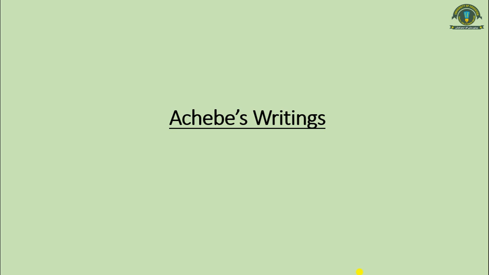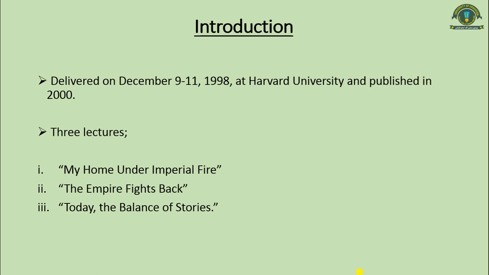Such works urged him to write Home and Exile, and the book consists of three lectures that were delivered over a 3-day period from December 11, 1998 at Harvard University, and it was published in 2000. So the first lecture is My Home Under Imperial Fire, then comes The Empire Fights Back, then comes Today the Balance of Stories.